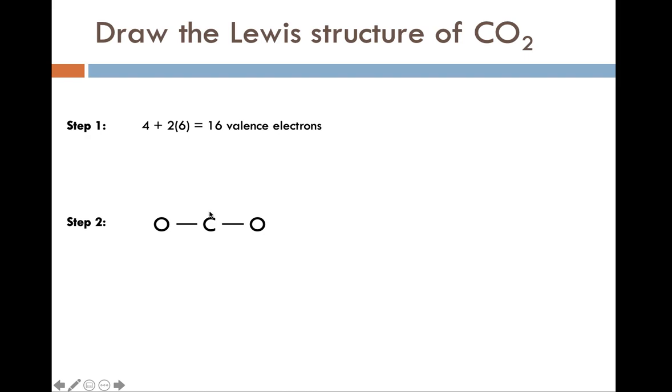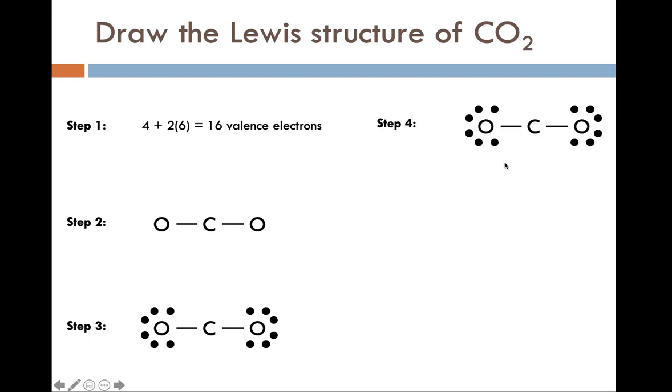Skeletal structure: for CO2, carbon is the first one listed, so carbon goes in the middle with 2 oxygens. We'll fill our outer octets, and if we count the electrons it takes to do this, we have 8 on each oxygen for a total of 16, and we only had 16 to start with. So for step 4, we don't have any leftover electrons to add to our carbon. So carbon gets no lone pairs, but carbon only has 4 electrons total around it.